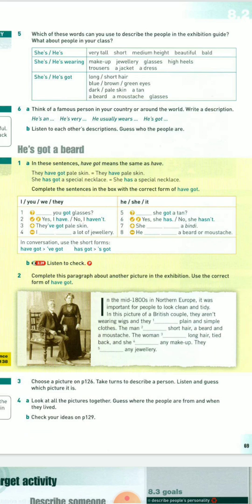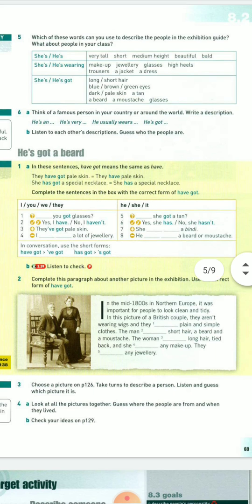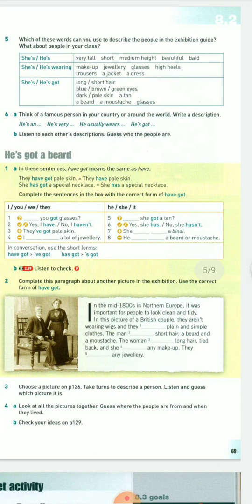1. What did you put in number 1? Have you got glasses? 2. Yes, I have. No, I haven't. 3. They have got pale skin. 4. I haven't got a lot of jewelry. That's me, by the way, I never wear a lot of jewelry. Do you wear a lot of jewelry? No, for me it's just the basics. Earrings. That's it.